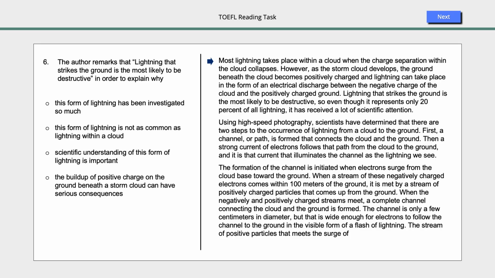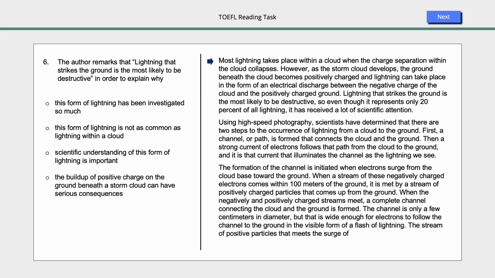Question 6 says, the author remarks that lightning that strikes the ground is the most likely to be destructive, in order to explain why. This is a rhetorical purpose question. It's asking why the author includes this information.